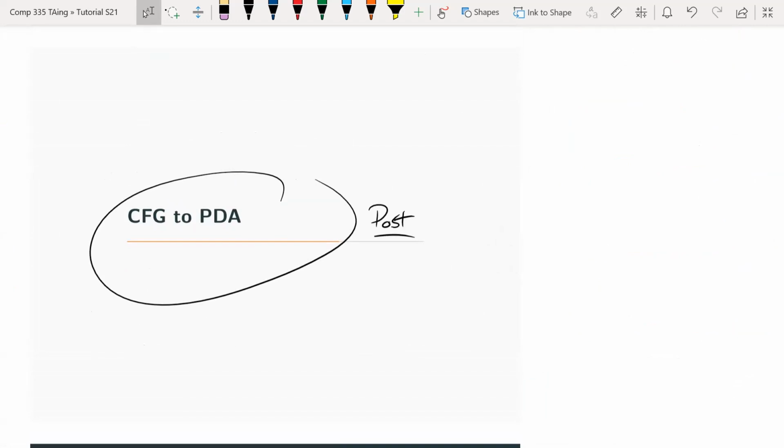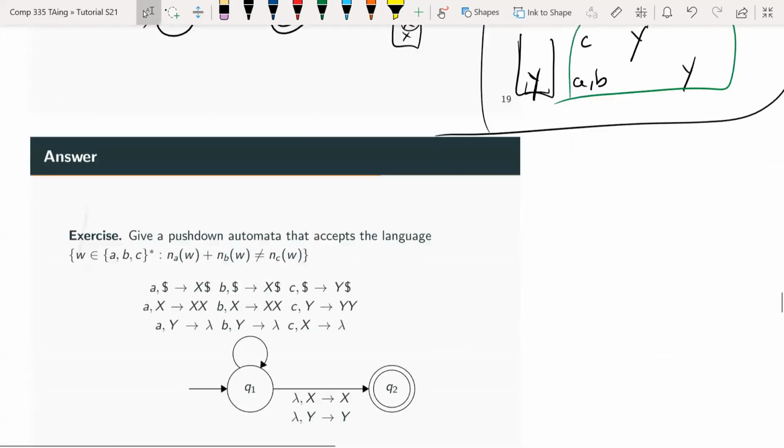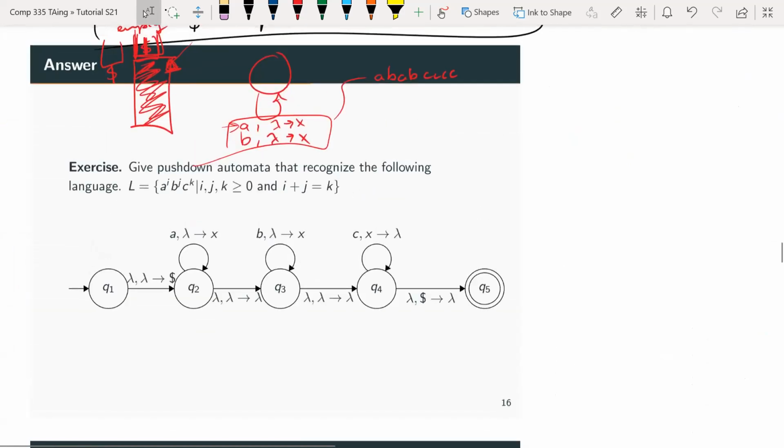Nabil had a question. Hello? Yes. Hi. So I just have a quick question on slide 16. Why is it that you didn't just make Q4 the final state instead of having, if your input's a lambda and you see a dollar sign in your stack, then go to Q5? Why didn't you make Q4 the final state? I guess I'm not understanding what the final transition is doing exactly.